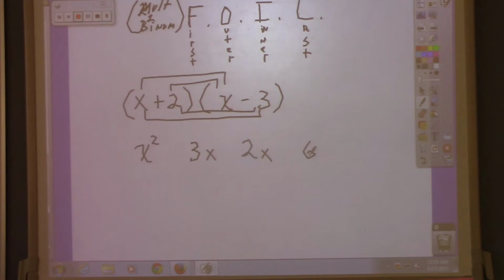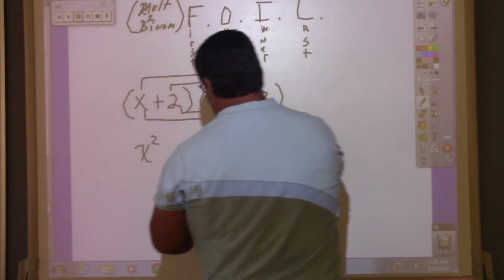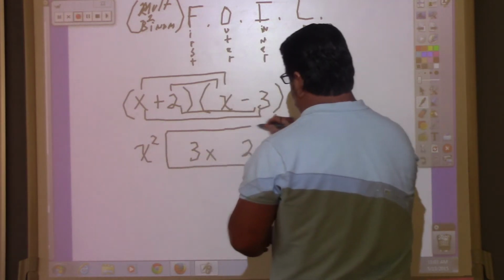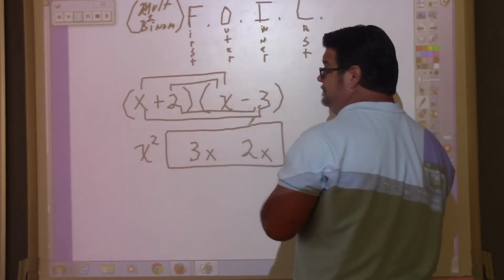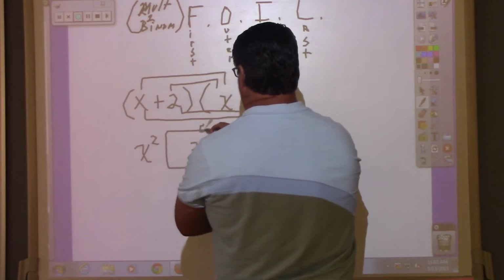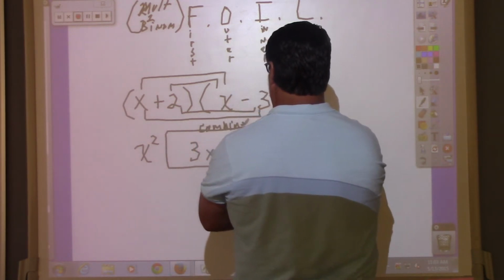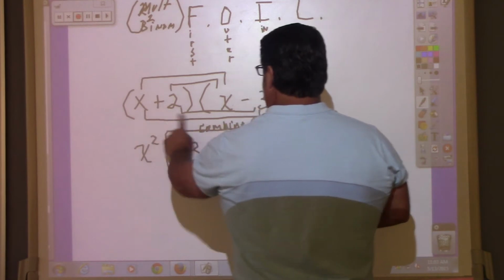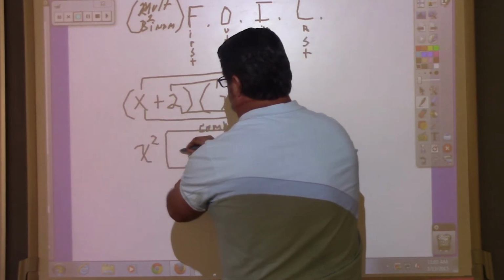All right, so what's missing? The signs. Now, I do this on purpose because when you're doing the reverse FOIL, you've got to remember the FOIL method and how you get those signs. Okay? So, these two guys right here, what are they going to do? Combine. They're going to combine. Okay, remember that. C-O-M-B-I-N-E.